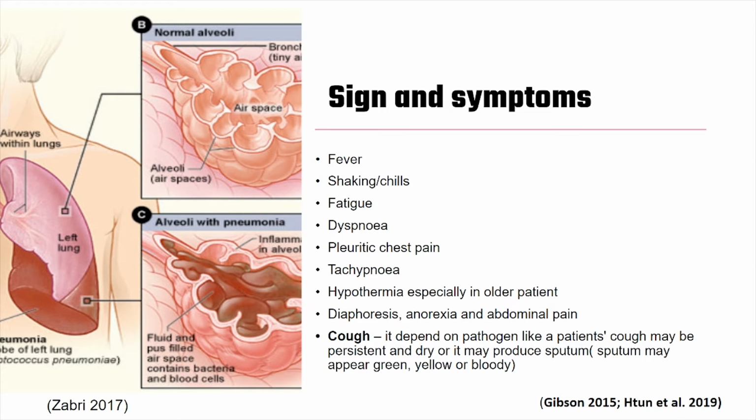This cough could be persistent and dry, and it may produce sputum, which may appear green, yellow, or rust coloured and bloody. It is usually caused by an increase in mucus production. Consequently, cough and sputum production can also result in and lead to respiratory failure.